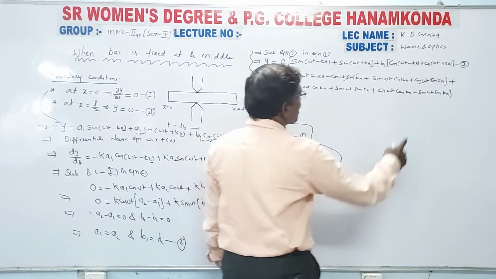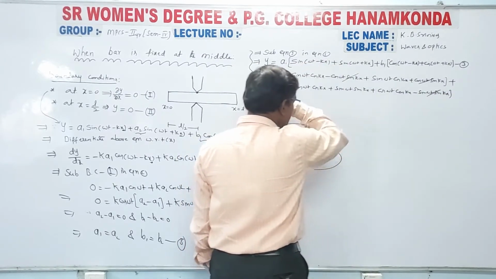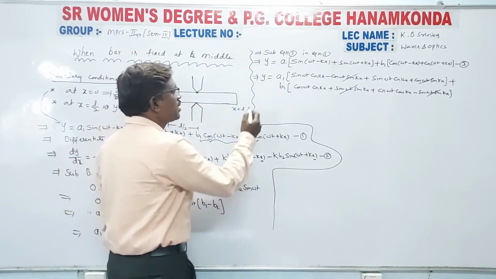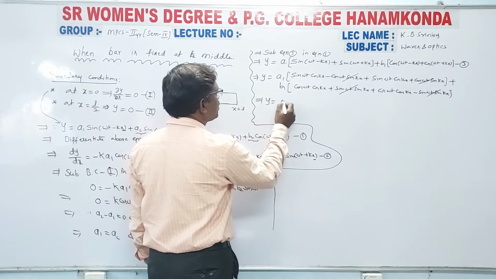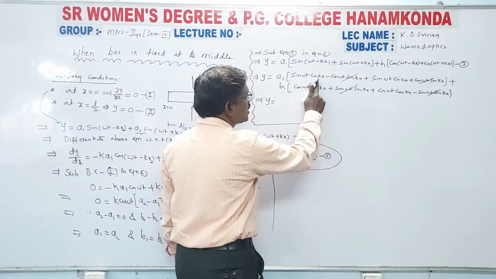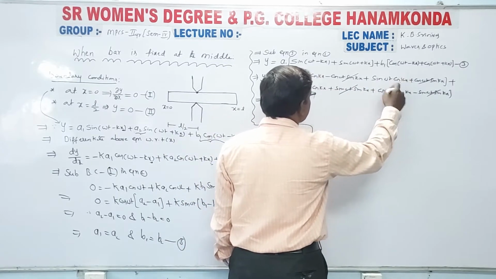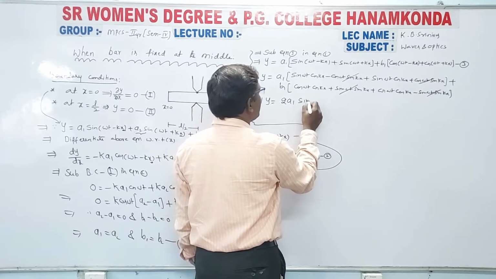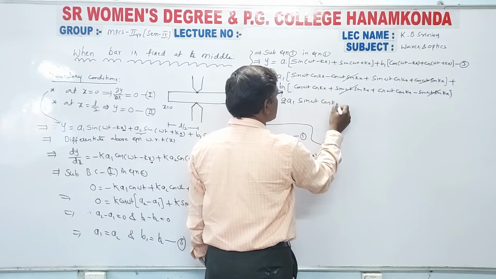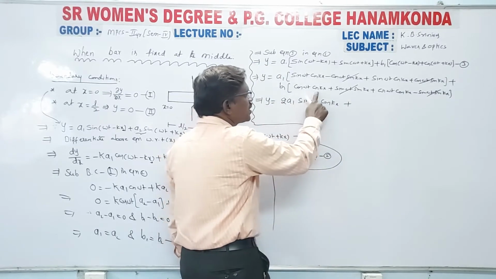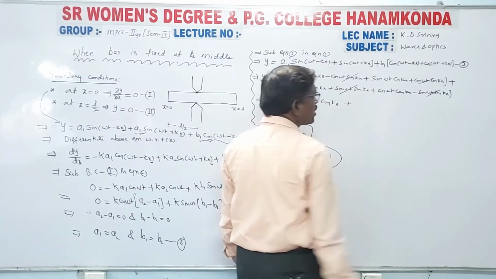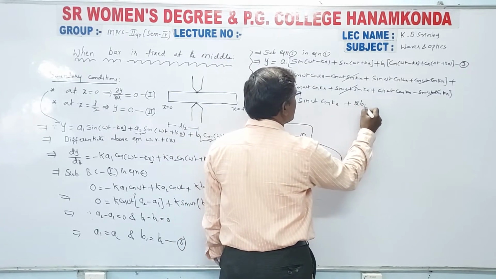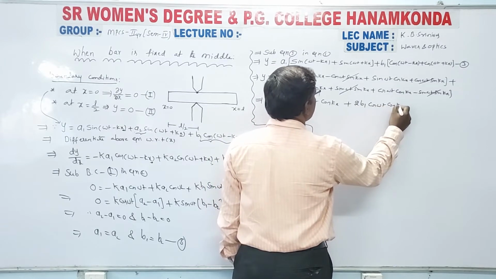Similarly, this is minus sin ωt sin kx, and this is plus sin ωt sin kx, which also gets cancelled. So the next equation will be y equal to, this is sin ωt cos kx, and this is also sin ωt cos kx, which becomes double. That is 2a1 sin ωt cos kx. Similarly, this is cos ωt cos kx, and this is also plus cos ωt cos kx, which becomes double. So along with b1, I am writing 2b1 cos ωt cos kx.